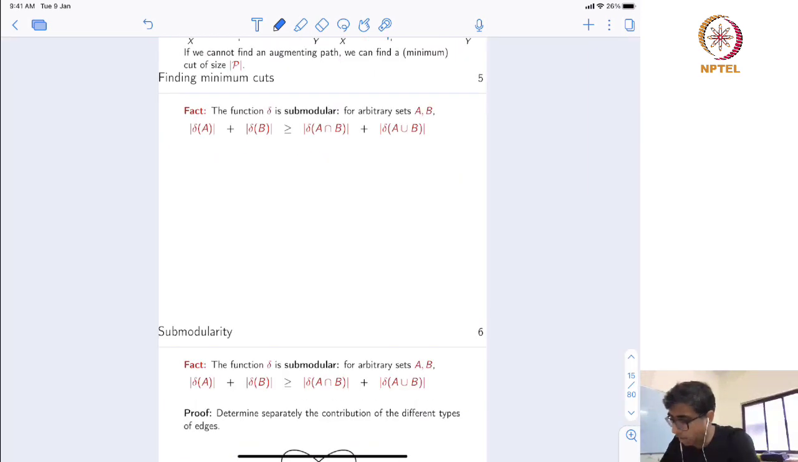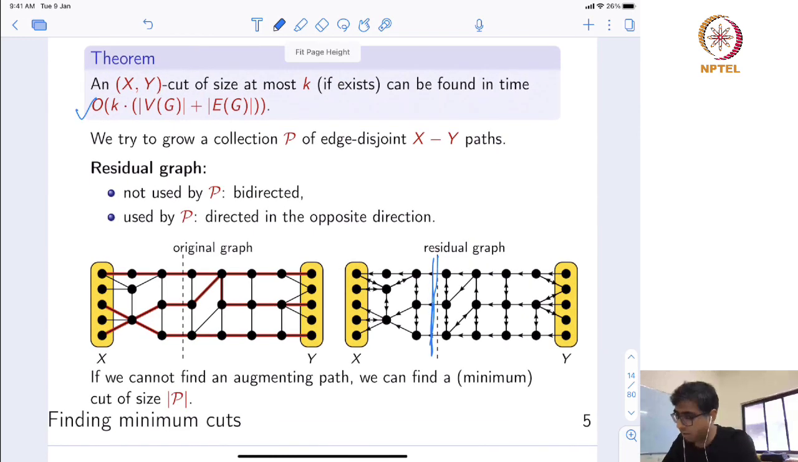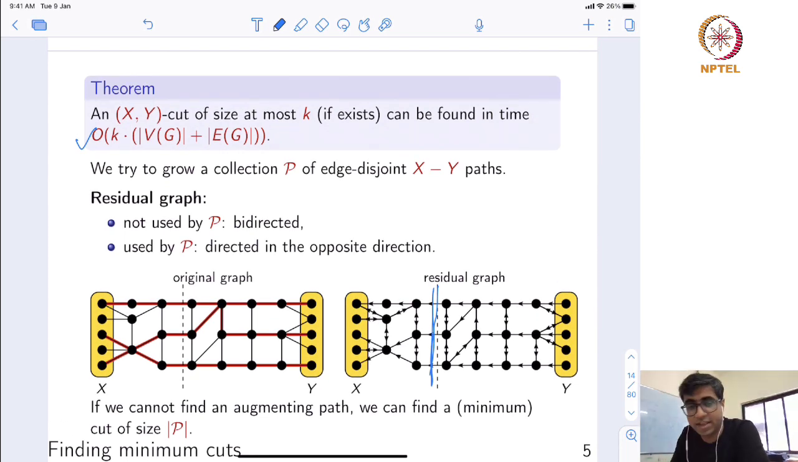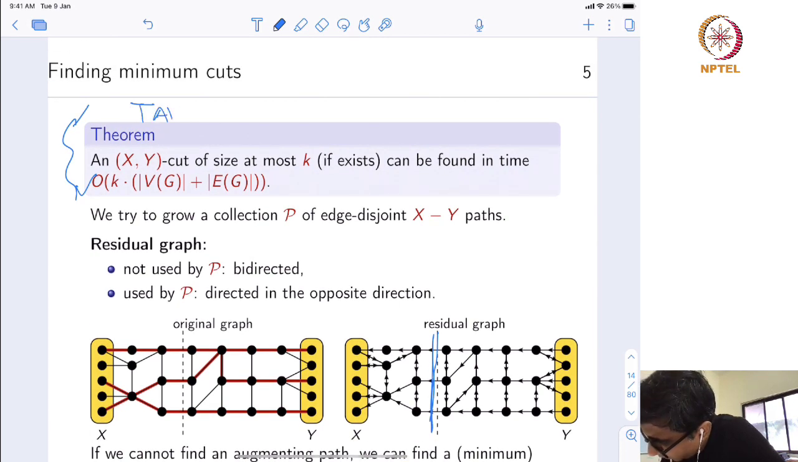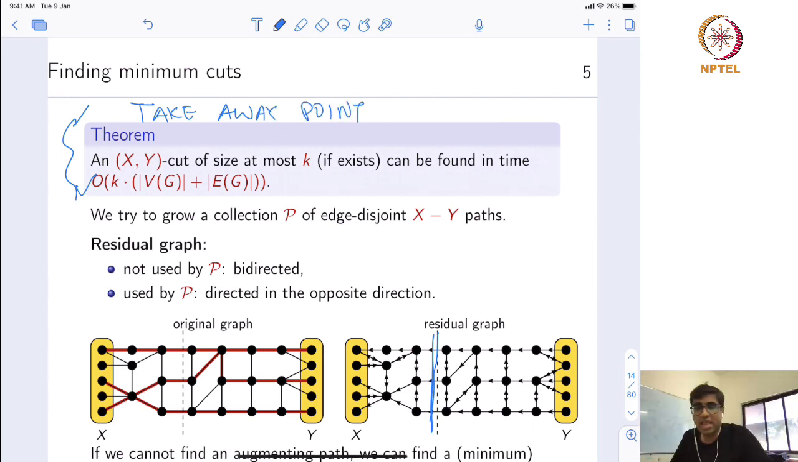All we wanted to tell you from this, even if you did not understand the algorithm very well, is that an xy cut of size at most k, if it exists, can be found in time order k times m plus n. Please take that as our takeaway point. That's it.